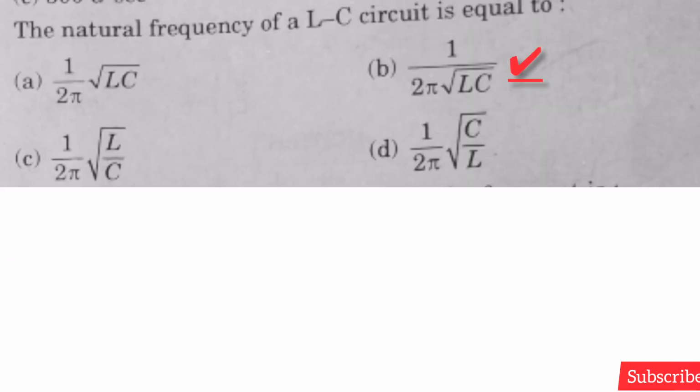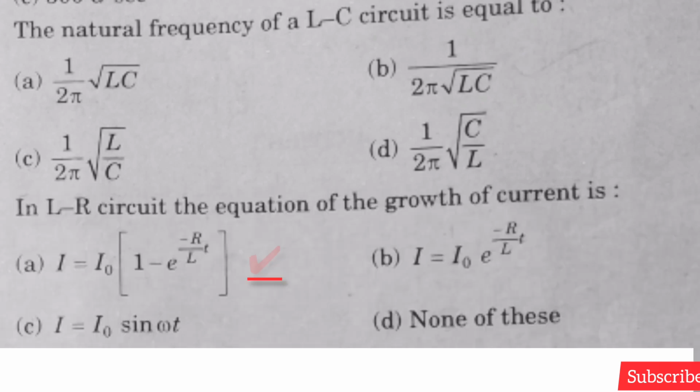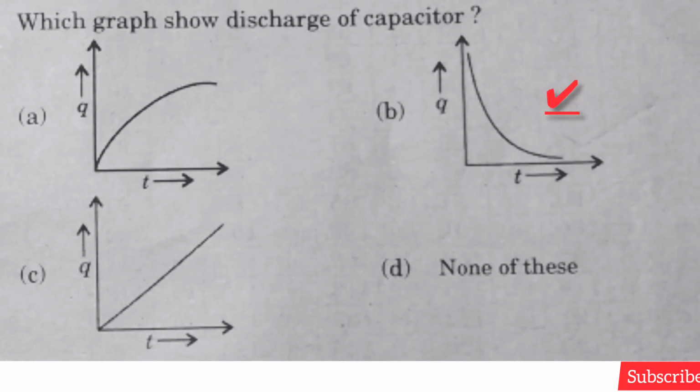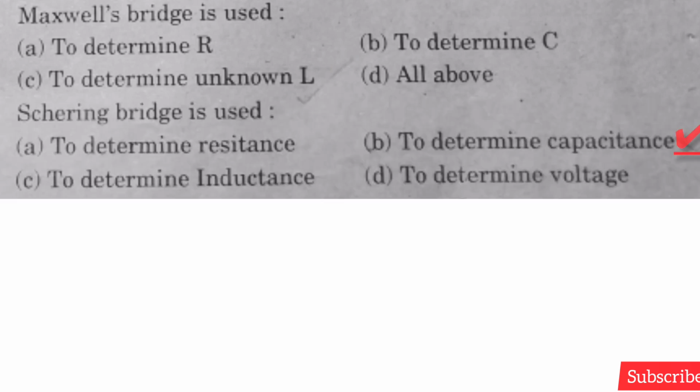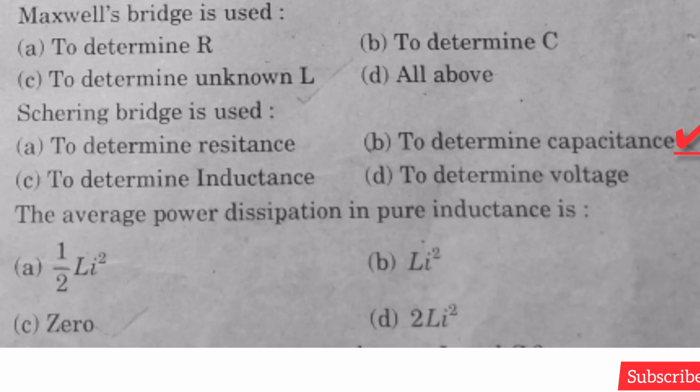Next question is the natural frequency of LC circuit is equal to. Option B is right. Next question is in LR circuit the equation of growth of current is option A. Option A is right. Which graph show discharge of capacitor? Option B is right. Maxwell bridge is used to determine unknown inductance. Option C is right. Schering bridge is used to determine capacitance. Option B is right. The average power dissipation in pure inductance is option C. Option C is right.